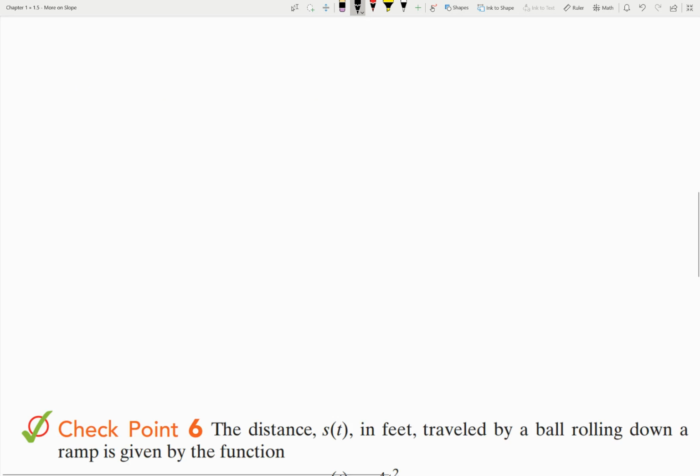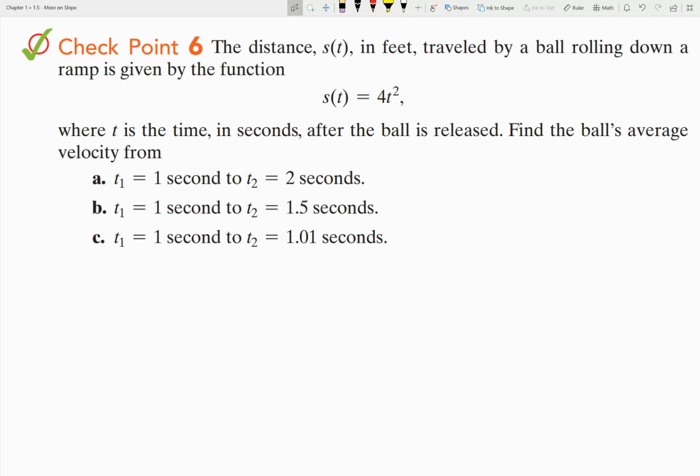Let's just do one more of those real quick with our checkpoint problem. Let's not do all three. We'll just do the first one here. So we got delta S over delta T. So that's going to be S of 2 minus S of 1 over 2 minus 1. S of 2, 2 squared is 4, times 4 is 16. S of 1 is 4 over 1 to give me 12 feet per second.